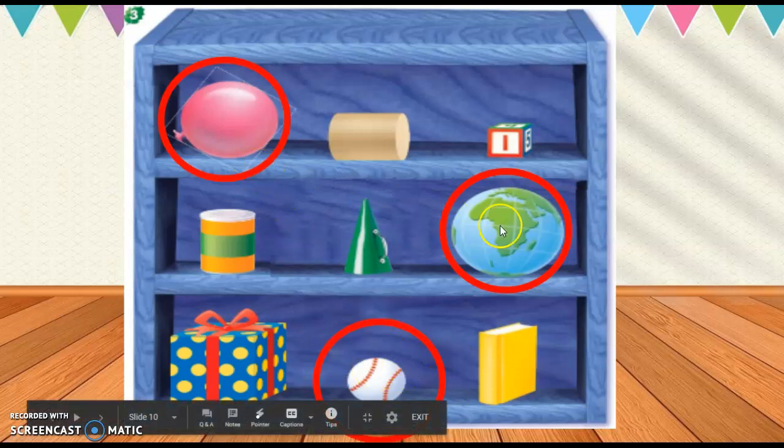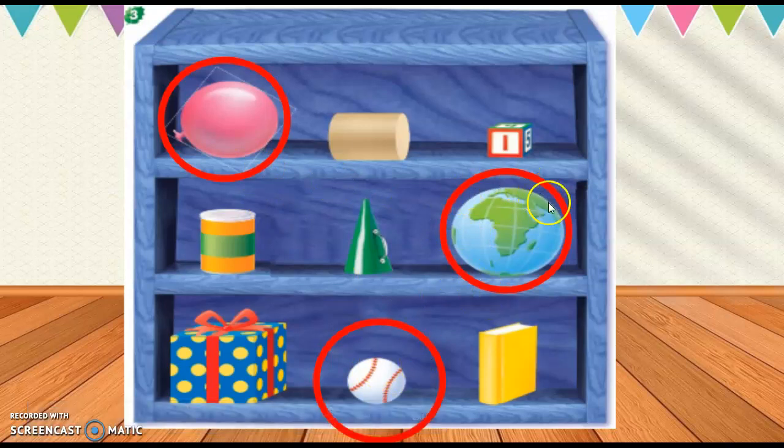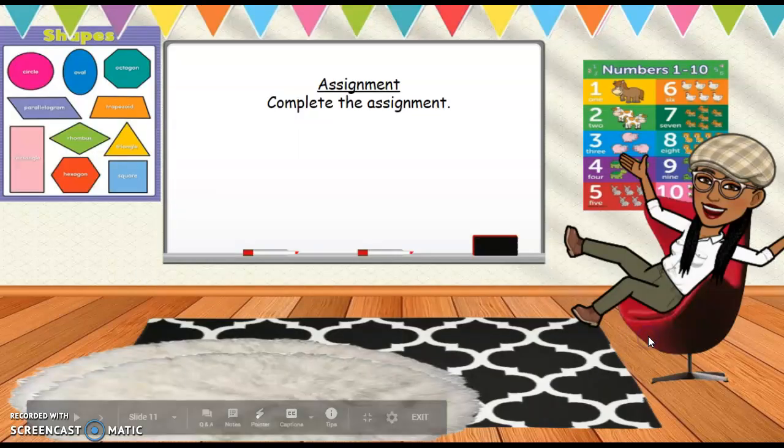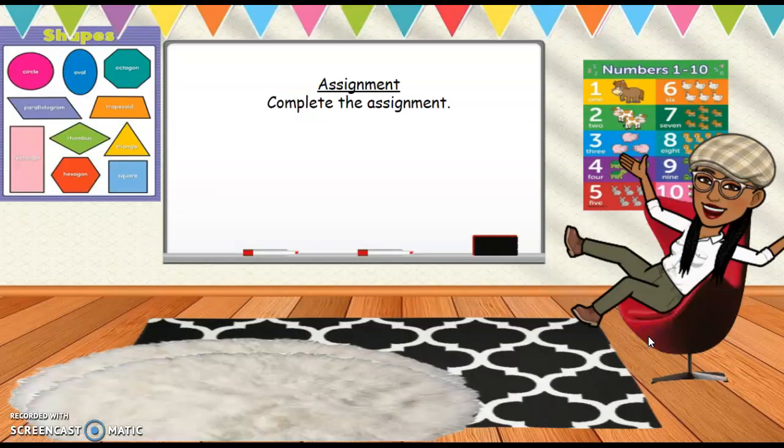Yes, all of these items are shaped like spheres, and we know that they're spheres because they all have a curved surface. They're not flat, they're fat. Good. All right, now you're going to go ahead and complete the assignment for a sphere.